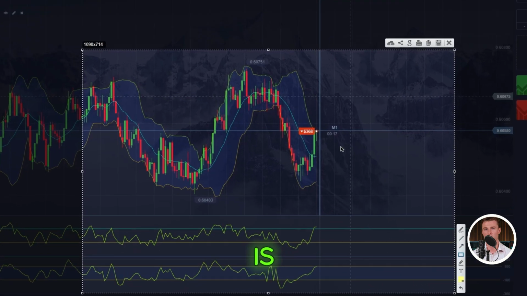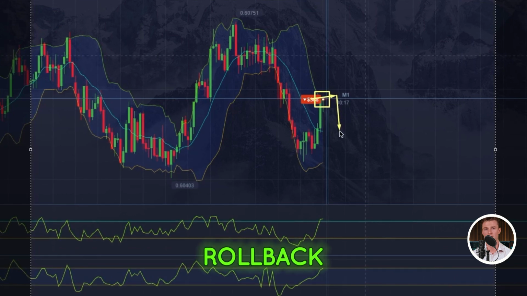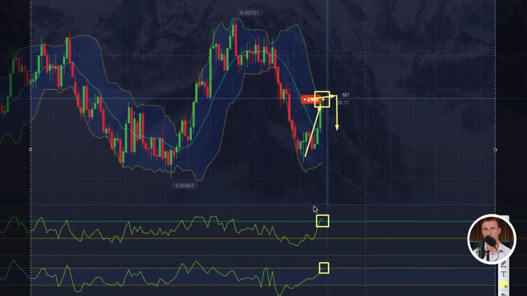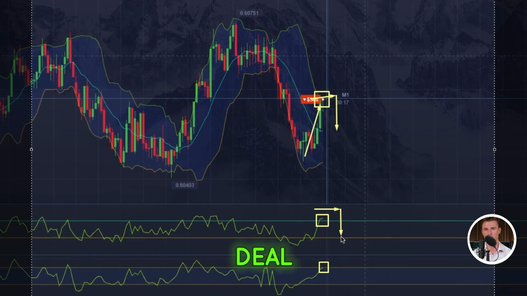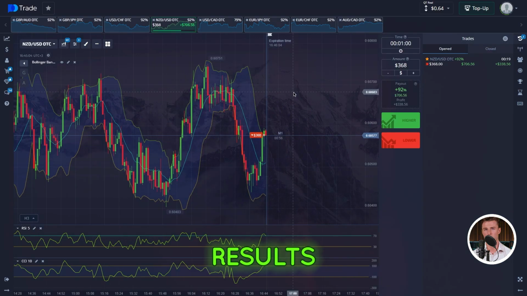Again, firstly, it is touching, forming a new price maximum after our price rollback, and we also continue to observe and want to break out of the overbought area. That is why we are opening a deal to decrease here. Let's look at the result.